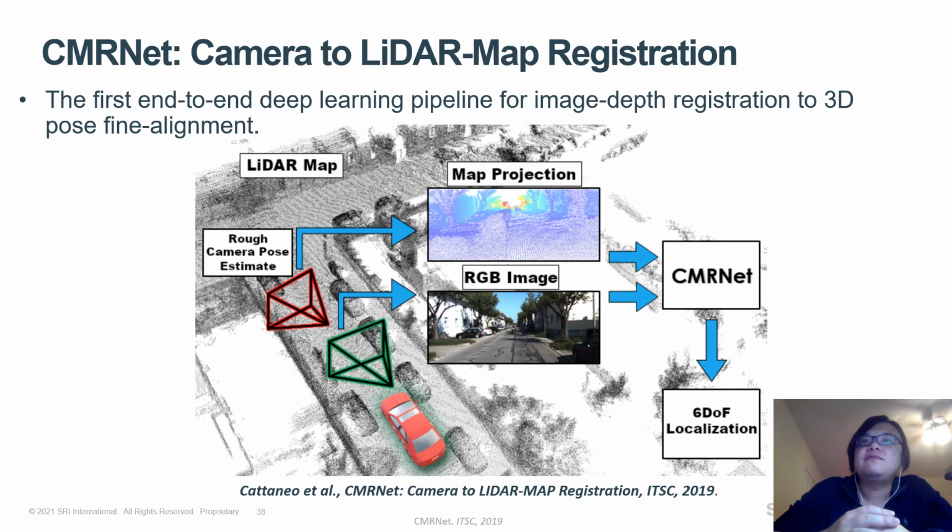Traditional techniques for image-to-depth registration have limitations. For example, the one we just talked about, sky matching, doesn't work well in urban cities. Recently, there are works applying an end-to-end deep learning pipeline to this problem. The first work we are going to talk about is CMRNet. I think this is the first end-to-end deep learning pipeline for image-to-depth registration for 3D pose refinement.